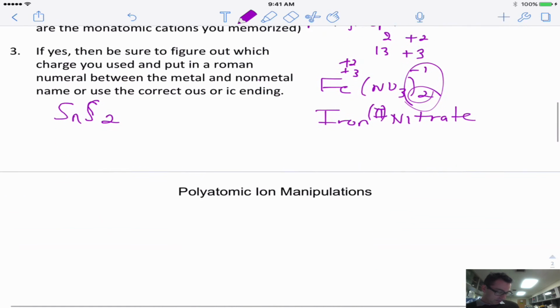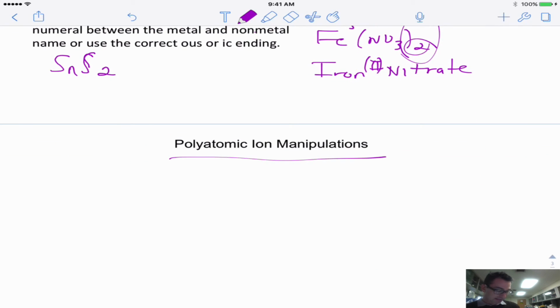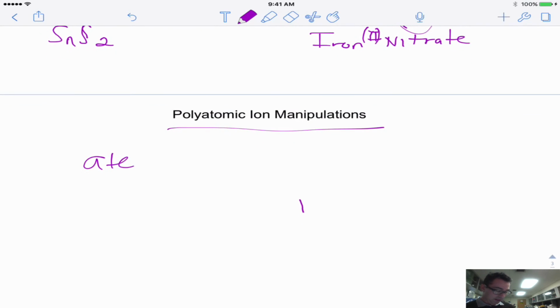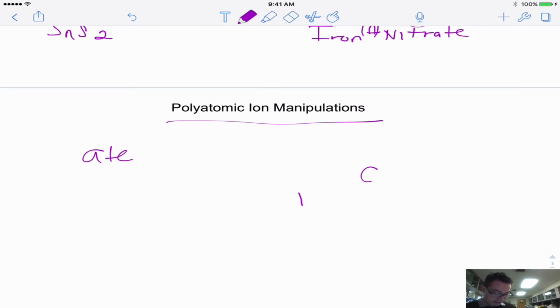All right, one more thing that I want to go over with you, and then we're going to practice this in class, and that is polyatomic ion manipulations. On the polyatomic ion table, I gave you all the ate forms. But there are manipulations to this polyatomic ion chart. For example, let's take the ion ClO3-. Hopefully you said to yourself just now that this is chlorate. It has 3 oxygens. If you look on the table that you're supposed to memorize, you'll see that different polyatomic ions have different numbers of oxygens.